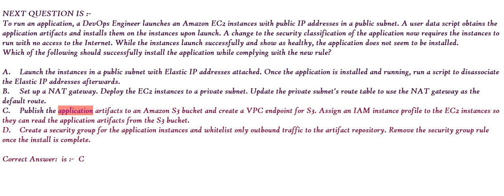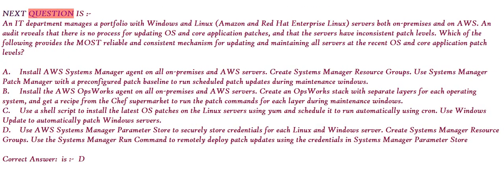C. Publish the application artifacts to an Amazon S3 bucket and create a VPC endpoint for S3. Assign an IAM instance profile to the EC2 instances so they can read the application artifacts from the S3 bucket. D. Create a security group for the application instances and whitelist only outbound traffic to the artifact repository. Remove the security group rule once the install is complete. Correct answer is C.